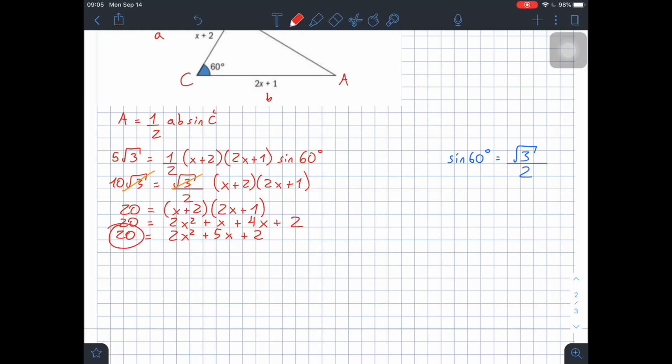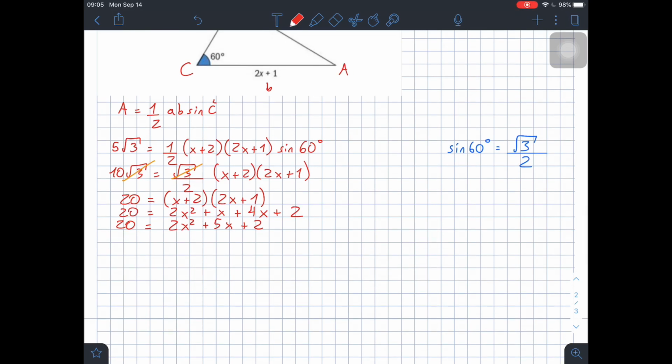And then I can take this 20, subtracting to the other side. So we're going to get that 0 is equal to 2x squared plus 5x minus 18. Okay, so remember we're not allowed to use a calculator. I see that we have a quadratic function here.